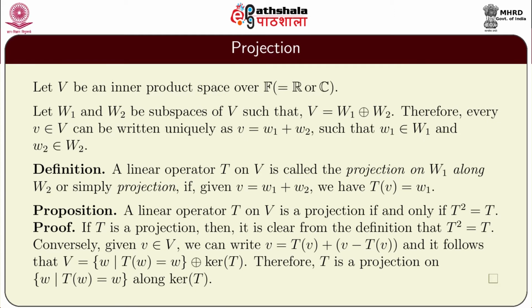We now define the projection operator as a linear operator T on V, and it is called a projection on W1 along W2 if, given v equal to w1 plus w2, we define T of v equal to w1. We often call such operators by just projection and we hide W1 and W2 when it is clearly understood.